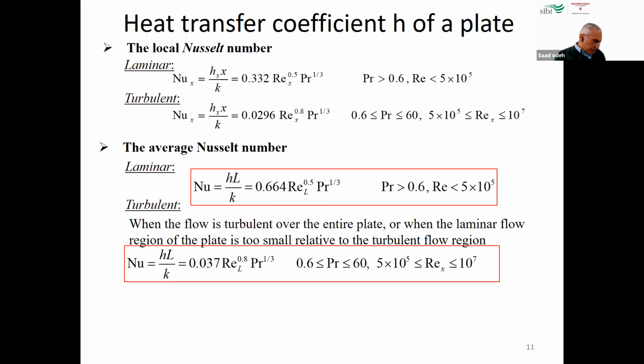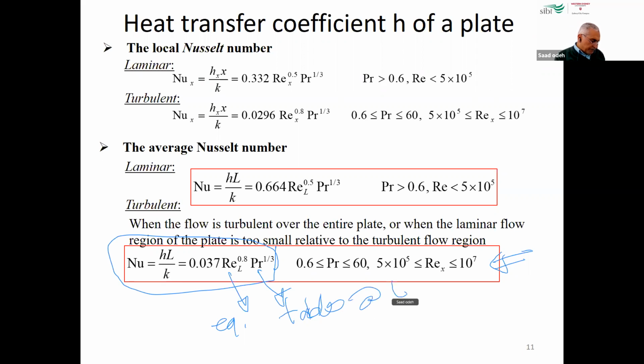So turbulent flow, same thing. For turbulent flow, again, just follow the equation here. This equation, same thing, has the Reynolds number and Prandtl number. You do the same thing. Find the Reynolds number from the equation and also find the Prandtl number from tables, at T-film. All right? Any question?